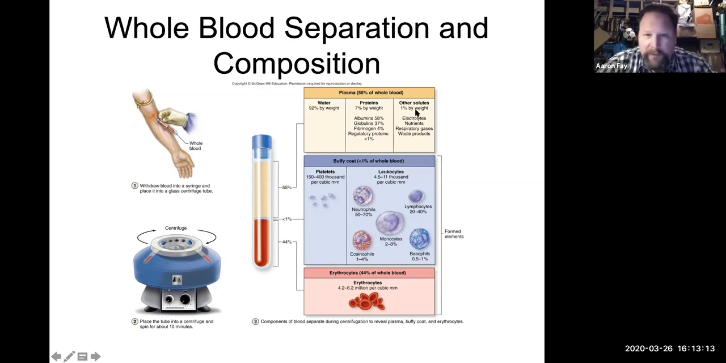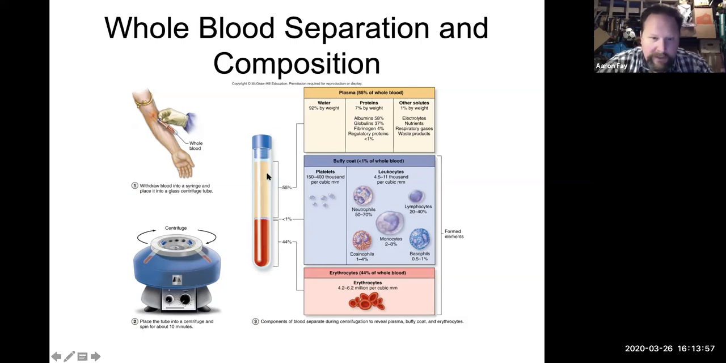If we look up here in the components of the plasma, you can see that the vast majority of it is made of just simply water. There are a significant amount of proteins dissolved in here: albumins, globulins, fibrinogen. Albumins and globulins, I'm not going to talk about. I'm going to leave that for your physiology class. We will briefly mention fibrinogen. Fibrinogen is a protein that is also involved in the clotting response. And there's going to be 1% other solutes, so nutrients, electrolytes, ions, gases, things like that. So the plasma also helps deliver nutrients and gases inside blood.